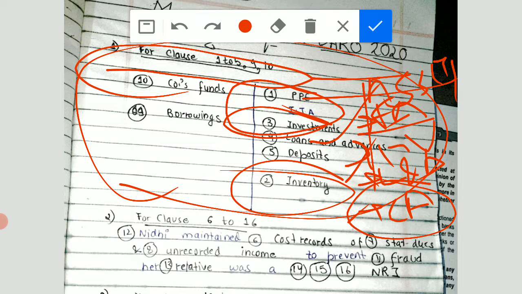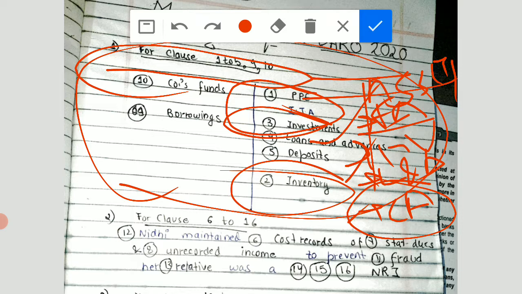You will gradually learn the clause numbers along with the name when you repeatedly revise. But for now, let's just remember all the names first. After that, you can remember the number along with the name. So first clause is your property, plant and equipment. Second is inventory. Third is investments. Fourth is loans and advances, and fifth clause talks about your deposits. In this video I'm telling you the whole memory technique only.